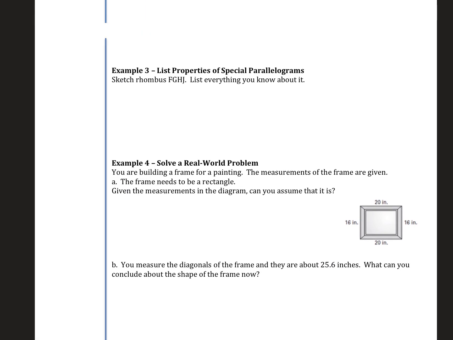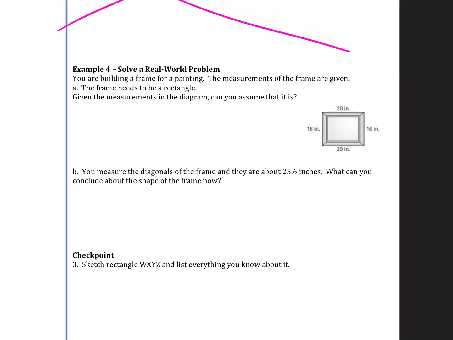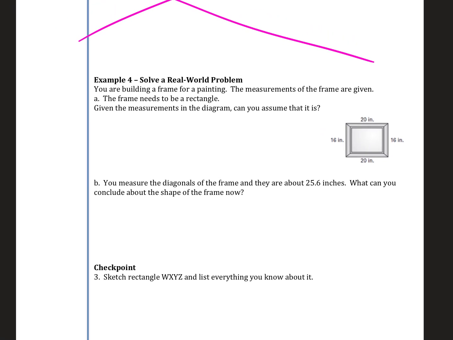Let's see here. We're going to skip example 3. Let's just get rid of that one. Don't like it. Example 4. You're building a frame. It's to solve a real world problem. You're building a frame for a painting. The measurements of the frame are given. The frame needs to be a rectangle. It says, given the measurements of the diagram, can you assume that this is? So we have this diagram over here on the right. Looks like we have opposite sides are congruent. Can we assume it's going to be a rectangle right now?